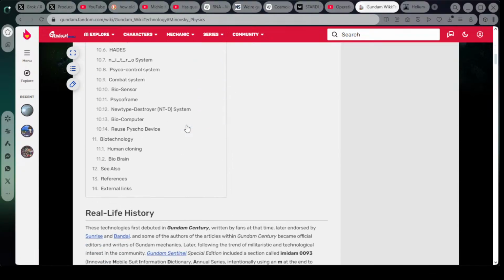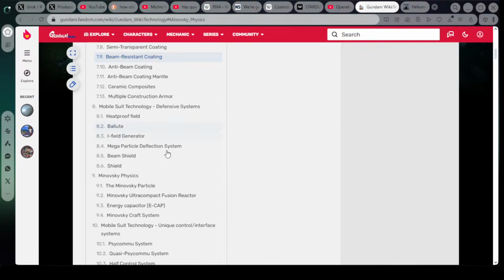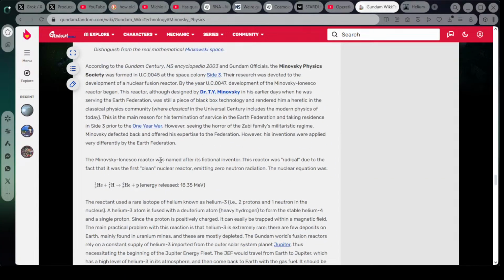So we're going to go down here to find out what Minovsky physics is first, and then we're going to find out what a Minovsky particle is.